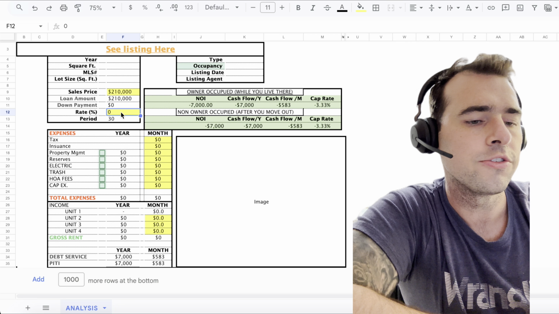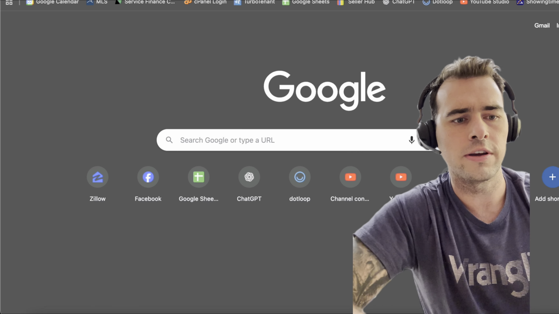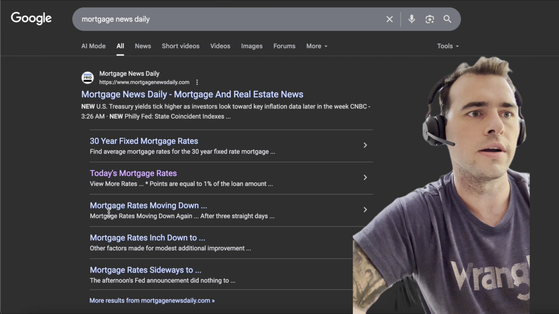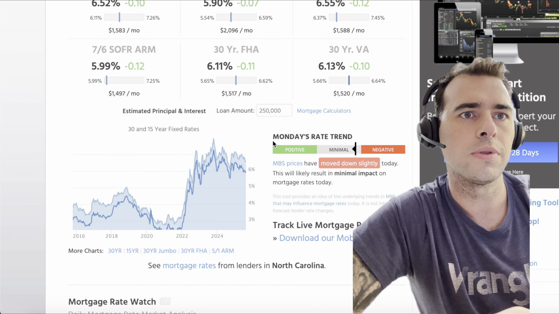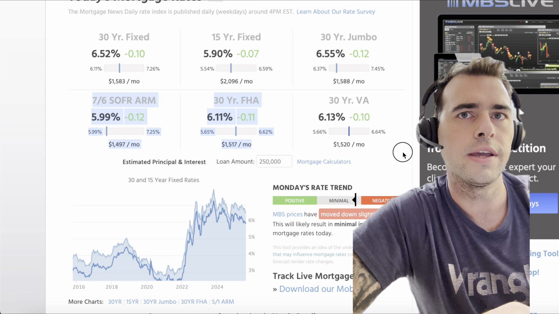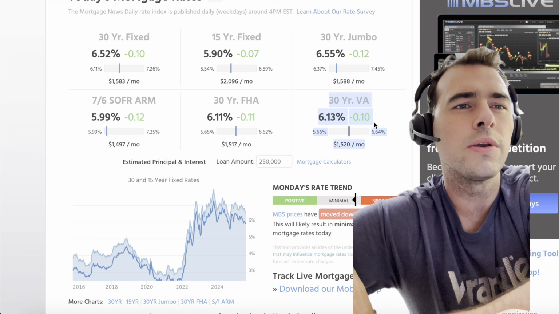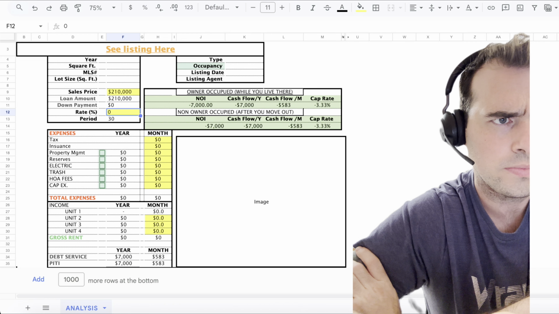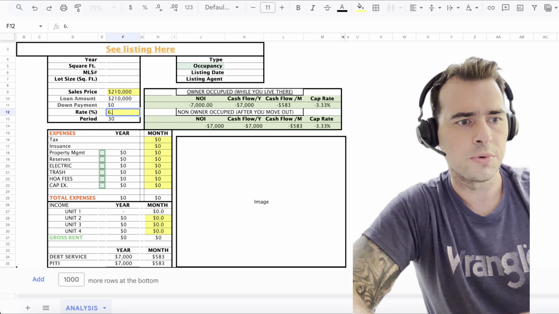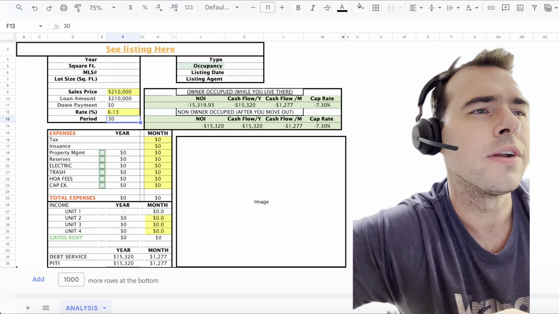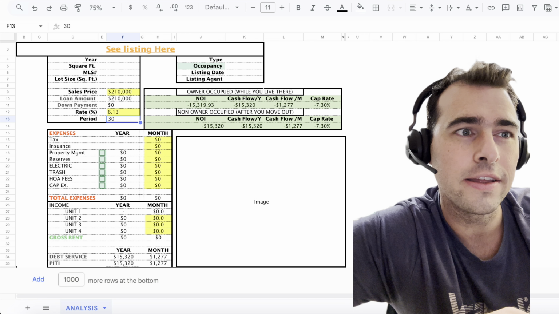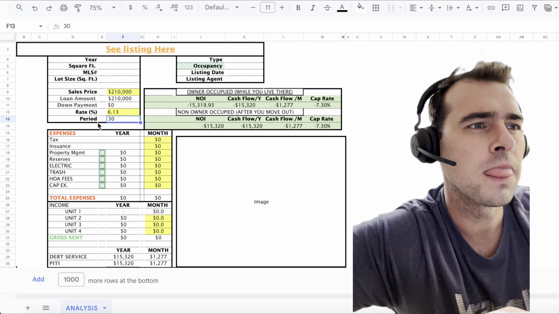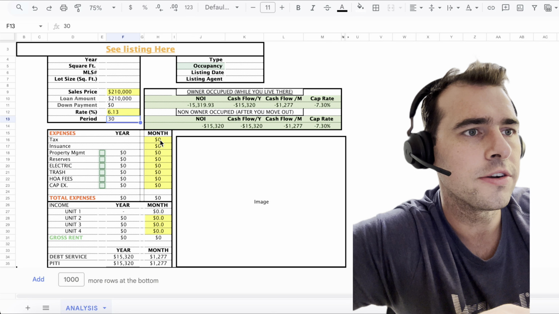And then you're going to go to the interest rate. What I do for interest rates is I go to mortgagenewsdaily.com and you can check to see what the VA home loan interest rate is right here. It looks like today, August 25th, it's at 6.13%. So we come back, 6.13%. Just as a disclaimer, your APR is going to be higher than what the daily rate is. But anyways, the period is going to be 30 years.